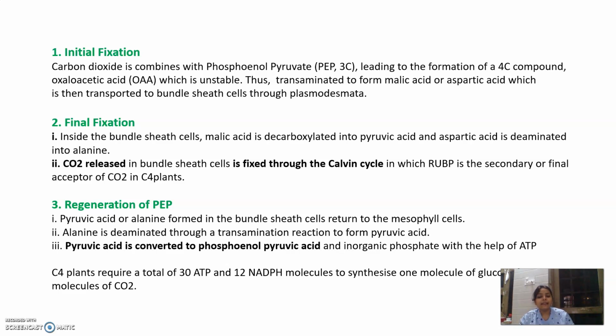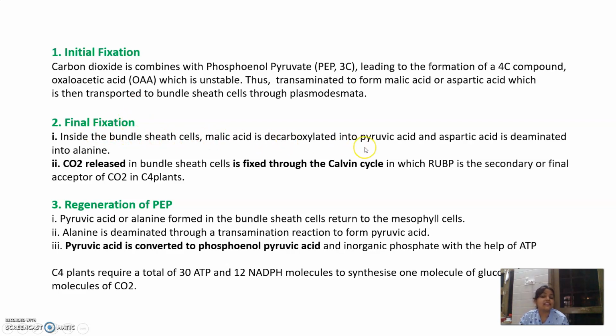Here, mainly this C4 cycle is divided into three main steps: initial fixation, final fixation, and regeneration. We can also add a fourth step as the transport of the C3 and C4 acids. In the initial fixation, the carbon dioxide combines with the phosphoenol pyruvate, leading to the formation of a C4 compound, that's the oxaloacetic acid, which is unstable. This is transaminated to the malic acid or the aspartic acid, which is transported to bundle sheath cells through the plasmodesmata.